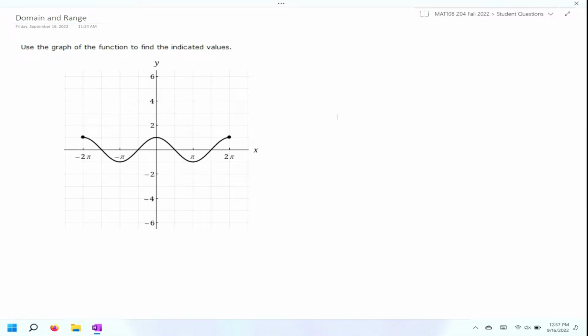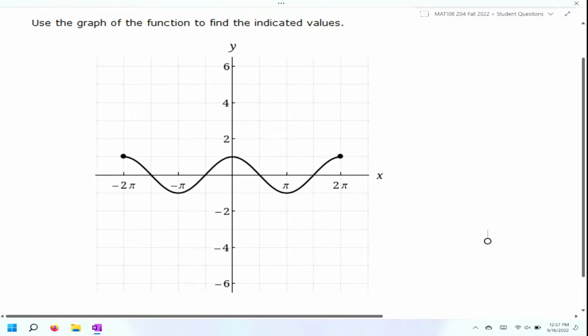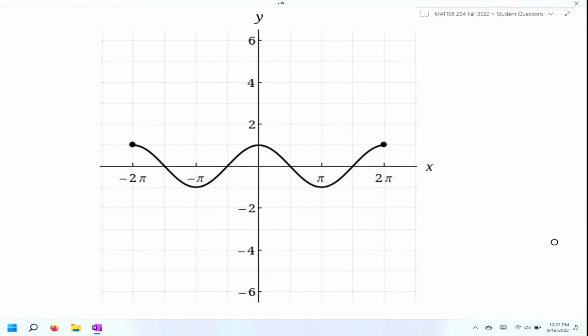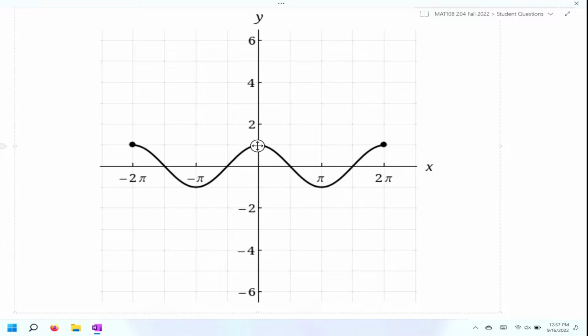Okay, so I erased everything, and I'm going to zoom in on this graph for us here. I know there's a bunch of questions that we're going to answer, but we'll answer them in a minute. First thing we've got to do is look at what we call the behavior of this graph.